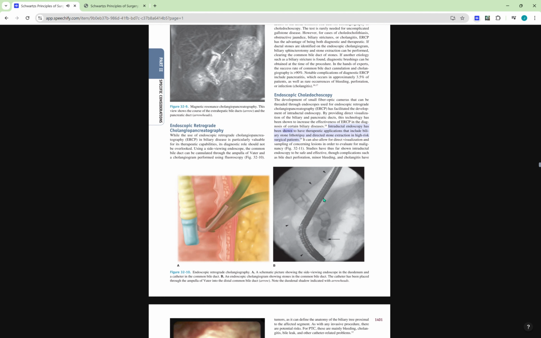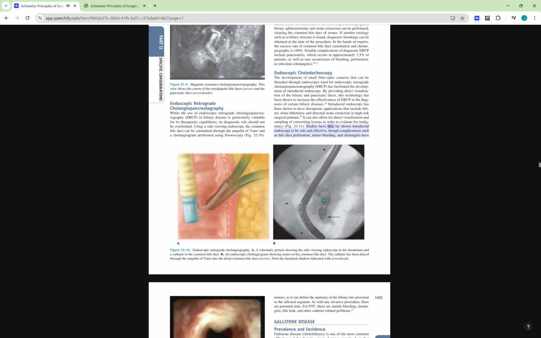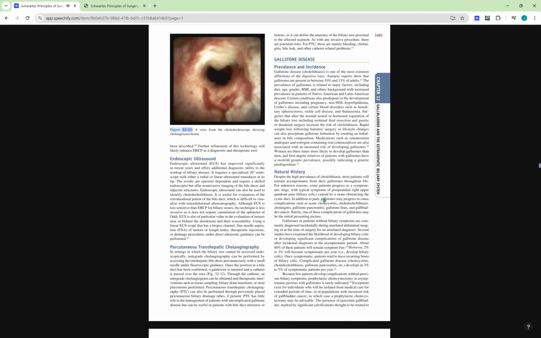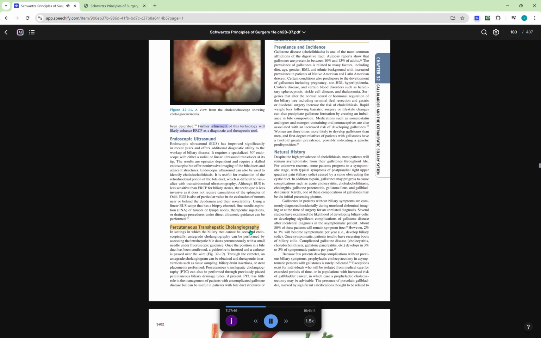Intraductal endoscopy has been shown to have therapeutic applications that include biliary stone lithotripsy and directed stone extraction in high-risk surgical patients. It can also allow for direct visualization and sampling of concerning lesions in order to evaluate for malignancy. Studies have thus far shown intraductal endoscopy to be safe and effective, though complications such as bile duct perforation, minor bleeding, and cholangitis have been described. Figure 32-11, a view from the cholecystoscope showing cholangiocarcinoma. Further refinement of this technology will likely enhance ERCP as a diagnostic and therapeutic tool.